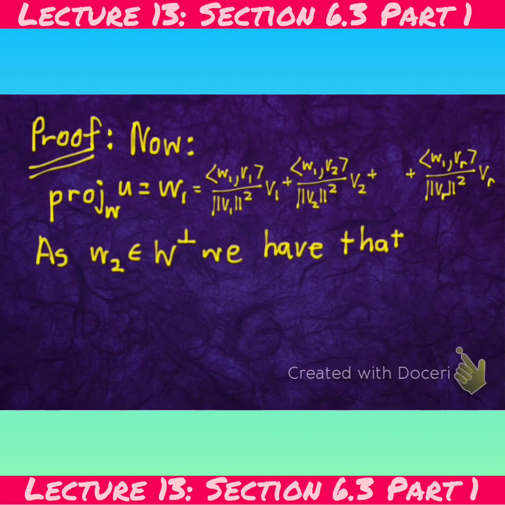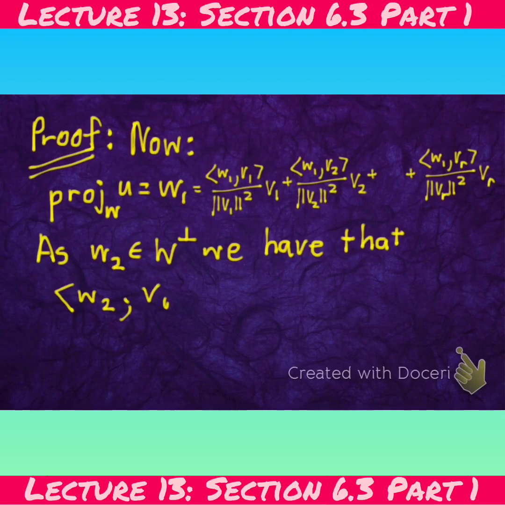Now recall that w2 is the vector that is the orthogonal projection of u onto the orthogonal complement of W. Because w2 is in the orthogonal complement of W, it means w2 is orthogonal to every vector in W. And so we have that the inner product of w2 with v_i is going to be 0 for all indices i between 1 and r.